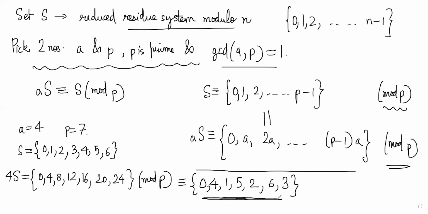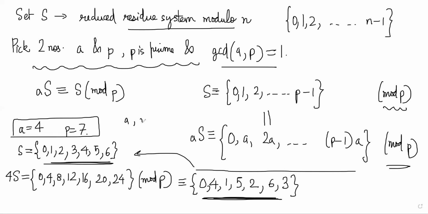Now see, the order has changed, but the set is the same. The numbers have rearranged, but it's an equal set, because the number of elements is also the same and all elements are identical. This situation will happen in general: as long as GCD of A and n is 1, you will always be able to prove that AS is equal to S mod n.